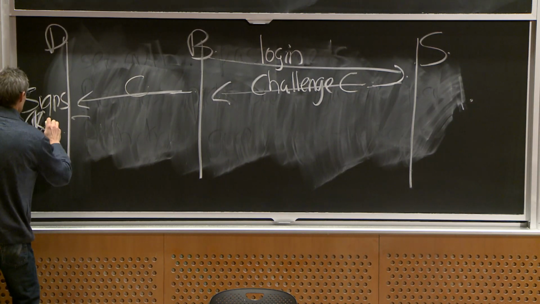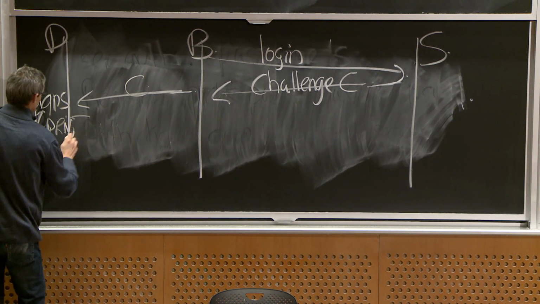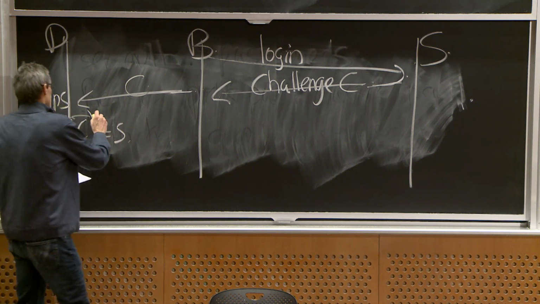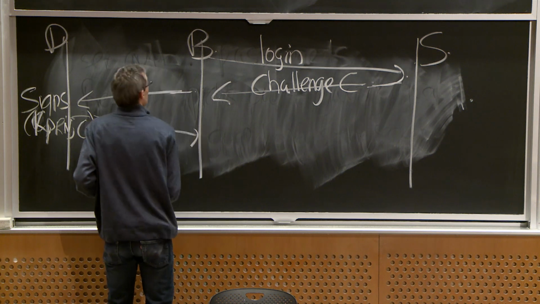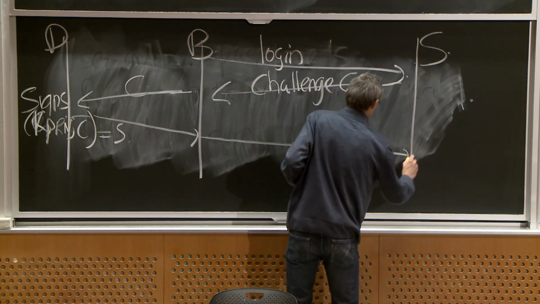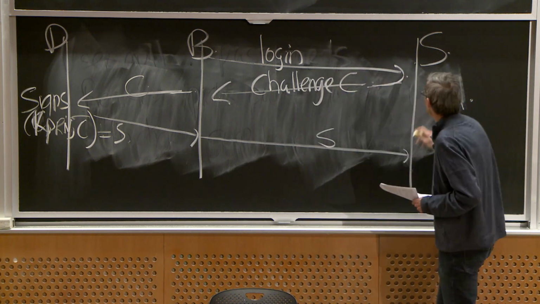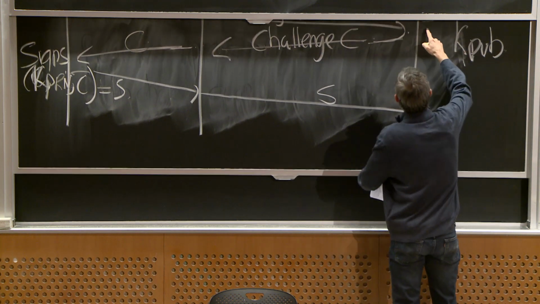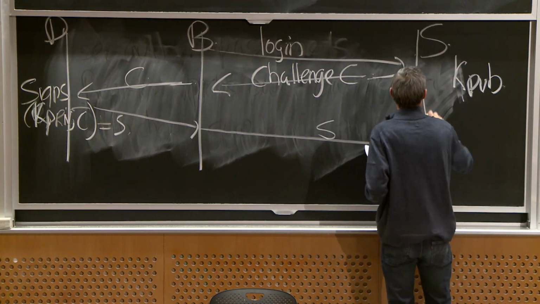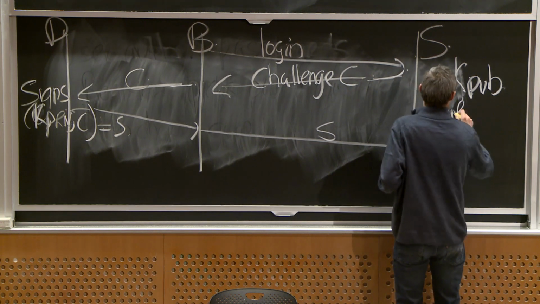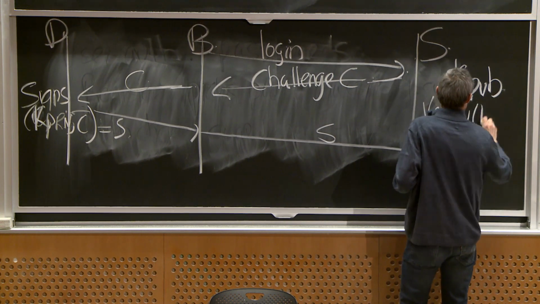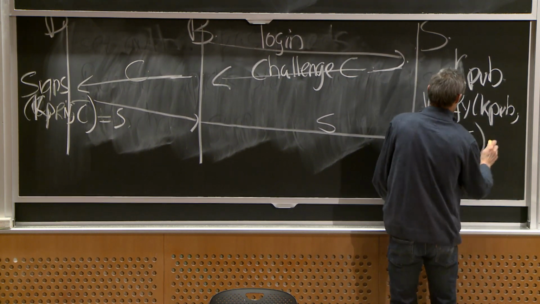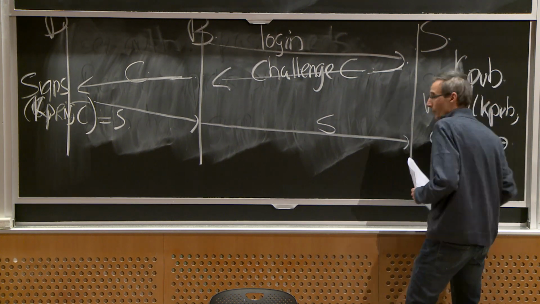So here's the private key, K private, and signing C produces a signature S, correct? The device gives that S back to the browser. The browser sends S to the server. The server has the corresponding public key and knows what C is, because it sent it, so it can verify: verify K public, C, signature. And it is going to say true or false, correct?